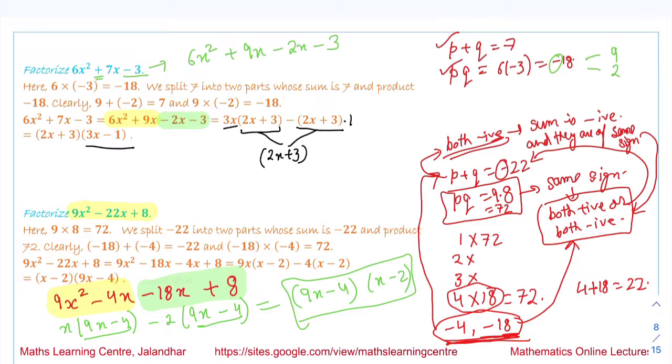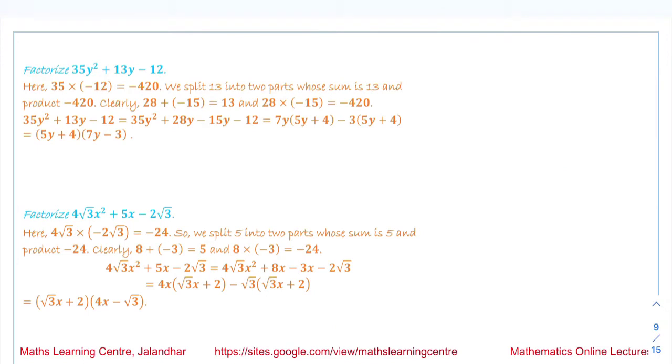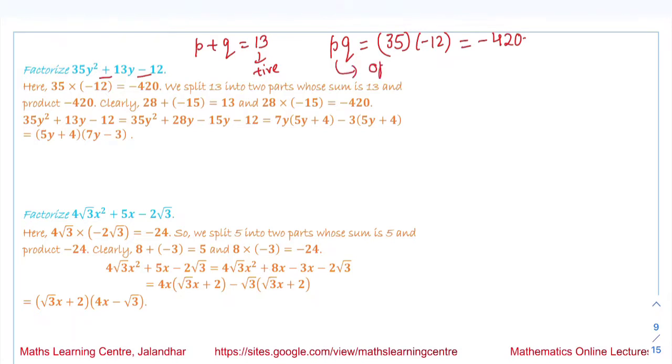Now in the next question we have 35y square plus 13y minus 12. This term is positive, this term is negative. So what we see from this is p plus q should be 13, it is positive, and p into q should be 35 into minus 12, that is minus 420. It means they have opposite signs.